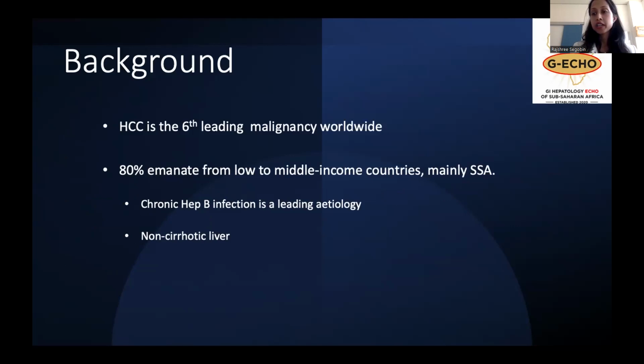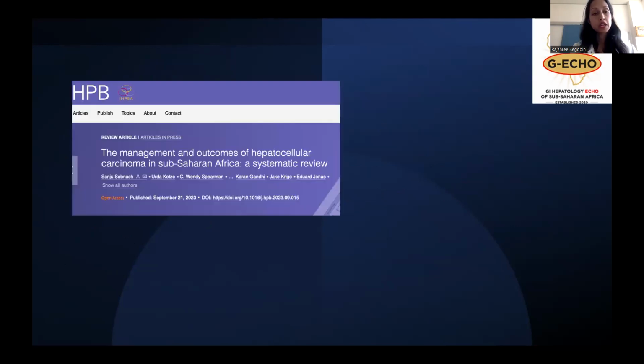So why is LIRADS even important? HCC, as we know, is the sixth leading malignancy worldwide. Of all these HCCs, about 80% emanate from low to middle income countries, mainly in sub-Saharan Africa, where chronic hepatitis B infection, as we know, is a leading etiology with mainly non-cirrhotic livers.